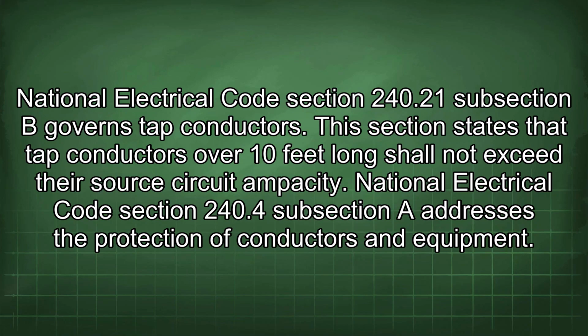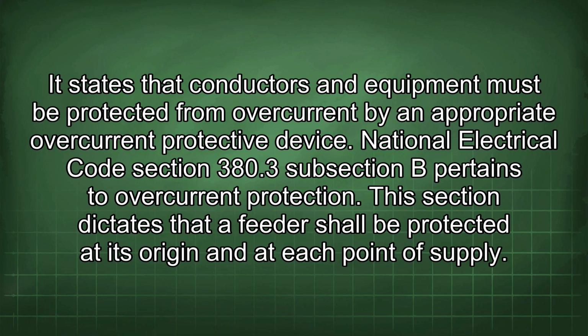National Electrical Code Section 240.21(B) governs tap conductors. This section states that tap conductors over 10 feet long shall not exceed their source circuit ampacity. National Electrical Code Section 240.4 addresses the protection of conductors and equipment. It states that conductors and equipment must be protected from overcurrent by an appropriate overcurrent protective device.